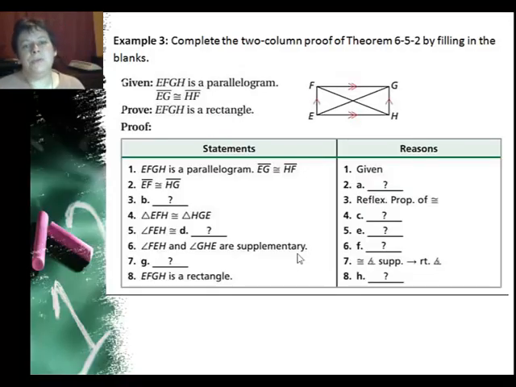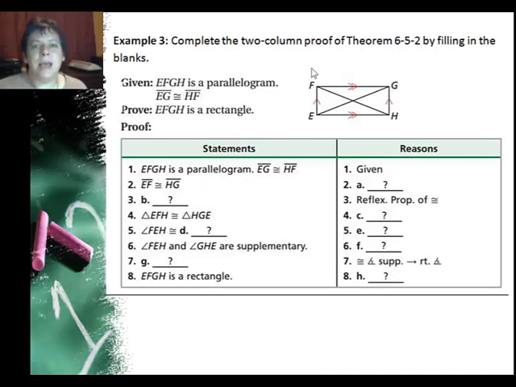In example 3, we're going to actually prove theorem 6.5.2. The theorem is, if something's a parallelogram, in this case EFGH, and if the diagonals are congruent, then it has to be a rectangle. So how can we prove that's true? Well, first of all, here's the given information from the proof.